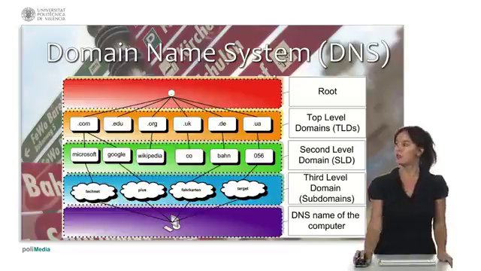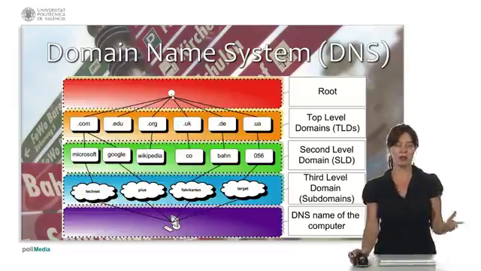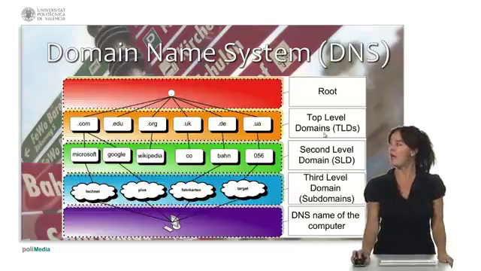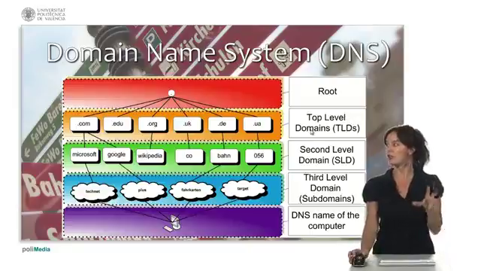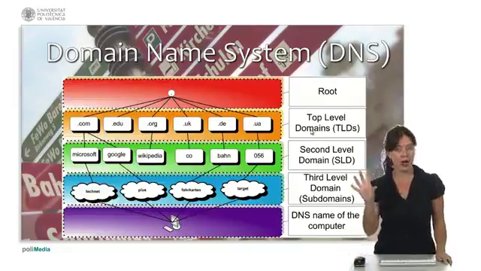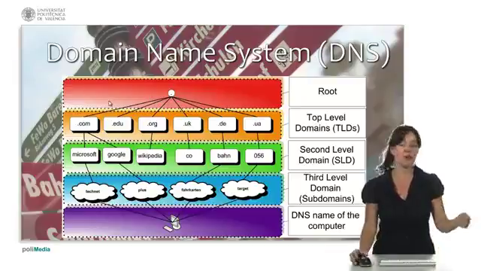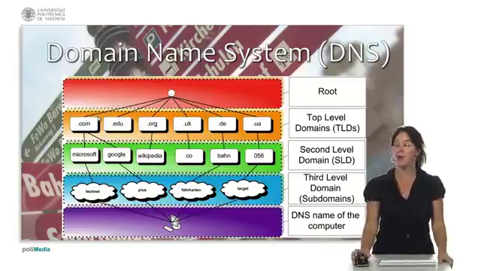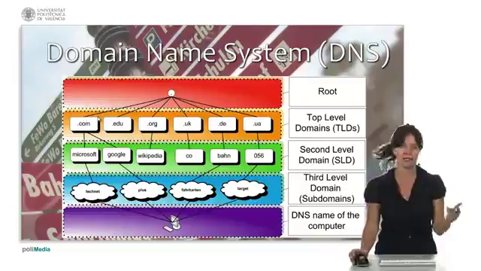Here we see the root, which is where we start making the name, and here we have the top level domains. The top level domains are always on the right of our addresses, and it's for example .com, .edu, .org, .uk for a country, etc.